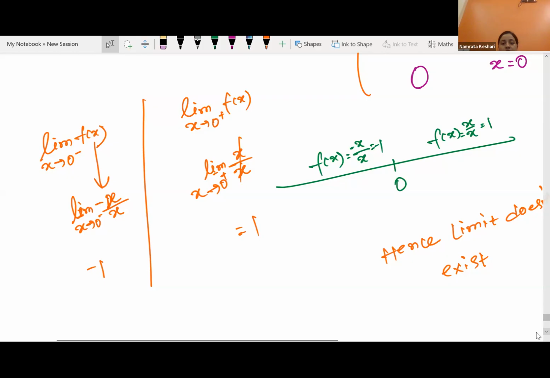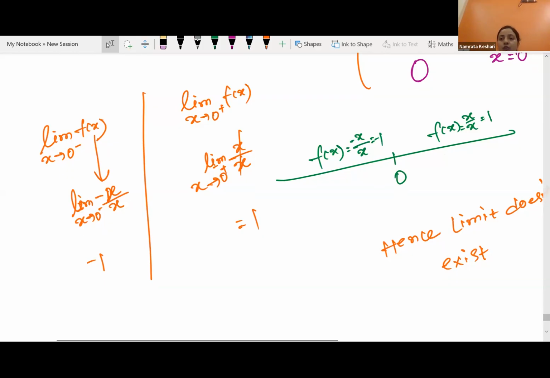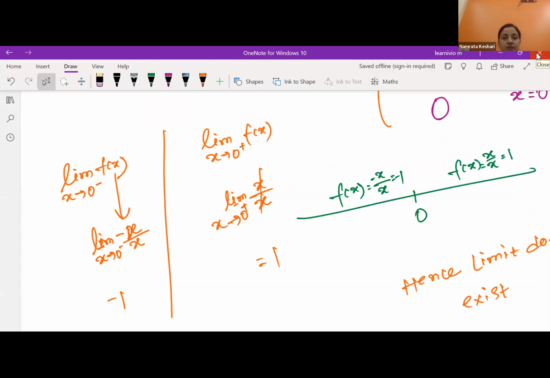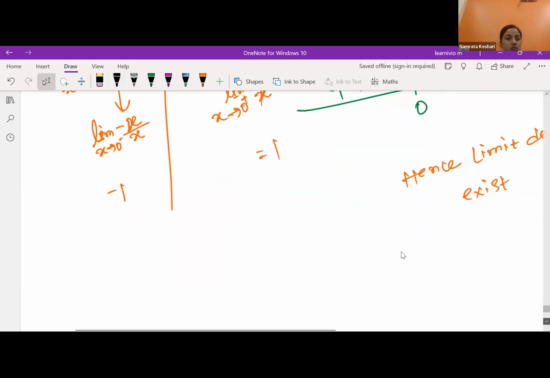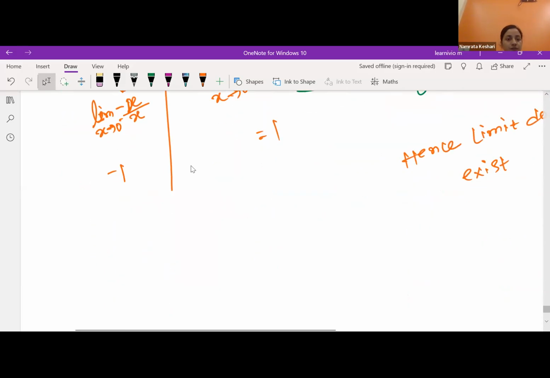Are we going to do the next question now? Are we going to do the next question? Okay, the next lesson is limits and continuity. Next question we can do, right? Okay, let's do a few more questions, then we can proceed.